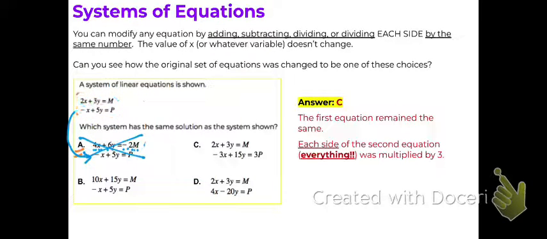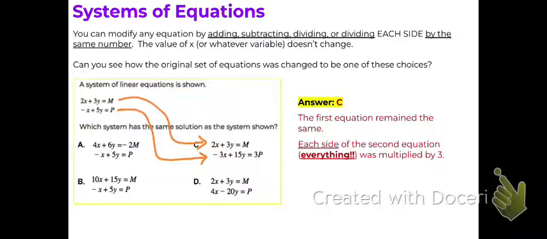So the answer is not A. If you look at option C, that one is the correct answer. Take a look. Notice that the first equation stays the same. What is happening with the second equation?